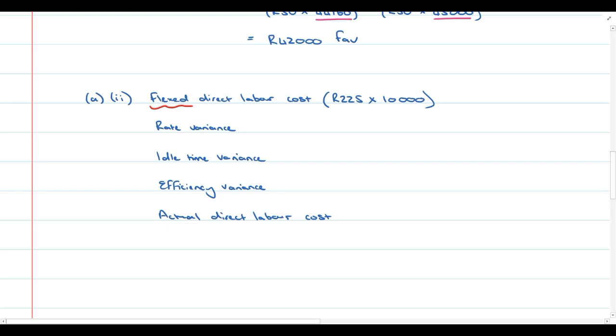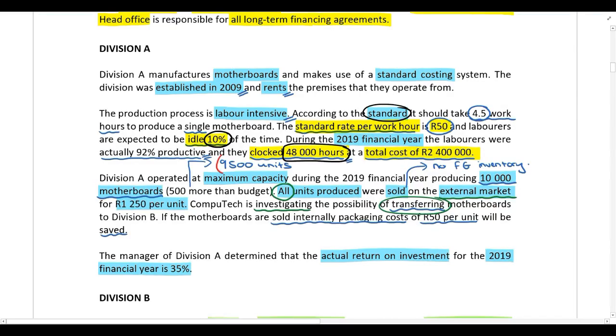So if you took the cost per unit of 225 Rand and you multiplied by 9,500 units, remember they budgeted to produce 9,500 units. That's incorrect. That's the original budgeted labor cost. 225 Rand per unit times 9,500 units. That's your original budget. That needs to be flexed to actual production. So it's 225 Rand per unit multiplied by 10,000 units that were actually produced.